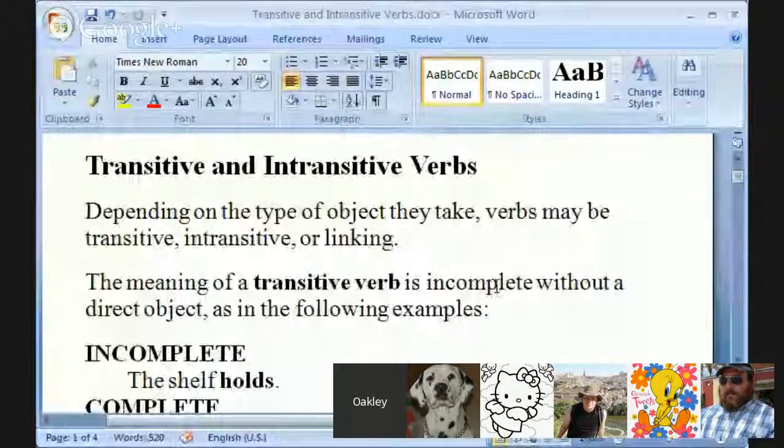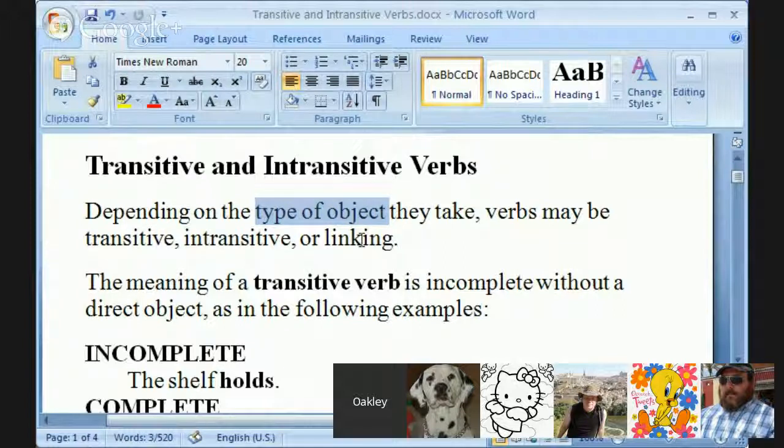Okay. Let's talk about transitive and intransitive verbs. I'm going to do a little screen share here. Depending on the type of object, or really, well, I just noticed this is not really correct. Depending on the type of object they take, verbs may be transitive, intransitive, or linking.